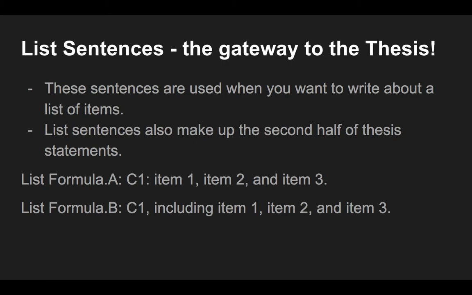We'll call this list formula B. Again, you have your clause one, which is your core idea that you're trying to set up or prove. Then we have a comma, and we use the linking word including, and then we jump into our list: item one, comma, item two, comma, and item three. So you can choose the colon, or you can choose comma including. Those are two different ways to introduce a list.